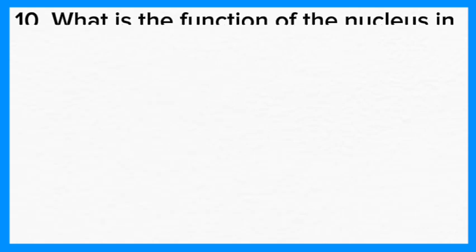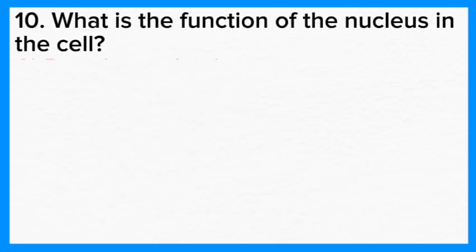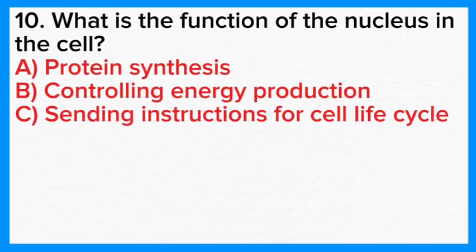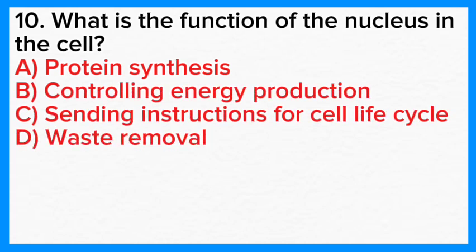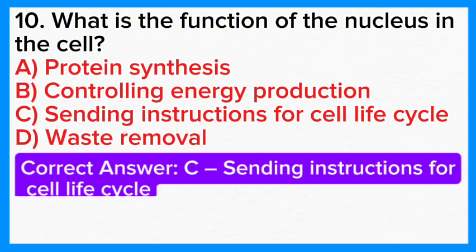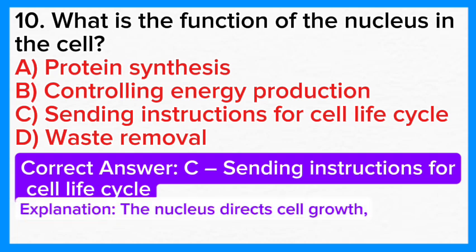10. What is the function of the nucleus in the cell? A. Protein synthesis, B. Controlling energy production, C. Sending instructions for cell life cycle, D. Waste removal. Correct answer, C. Sending instructions for cell life cycle. Explanation: the nucleus directs cell growth, replication, and death.